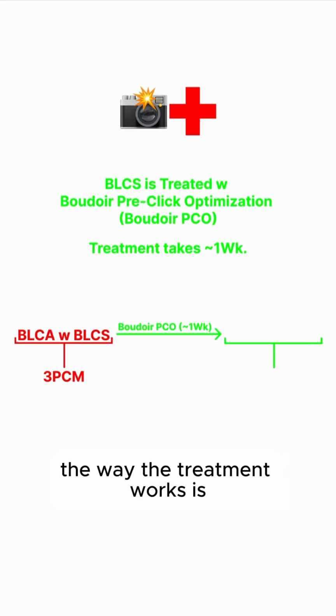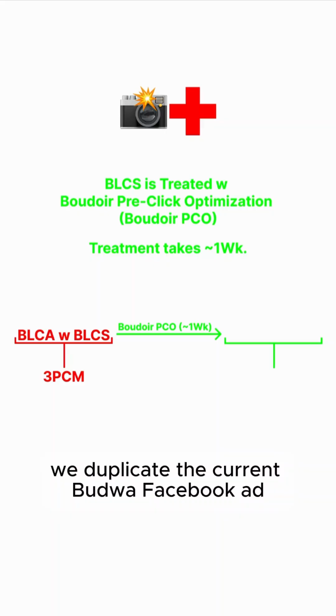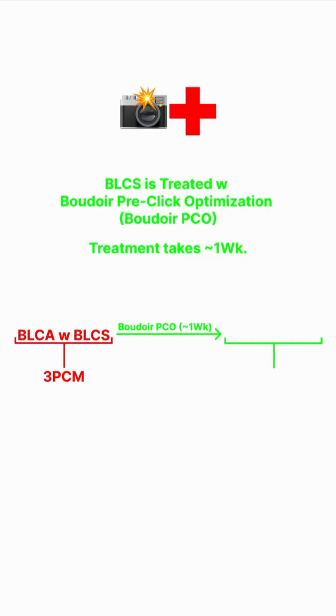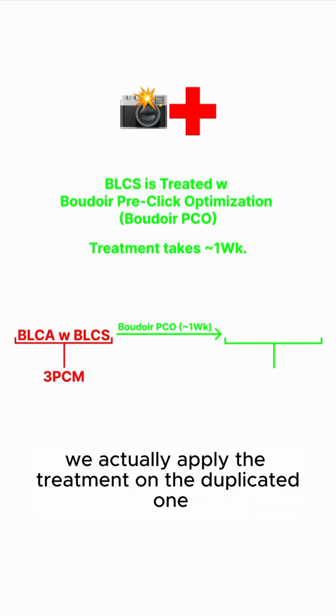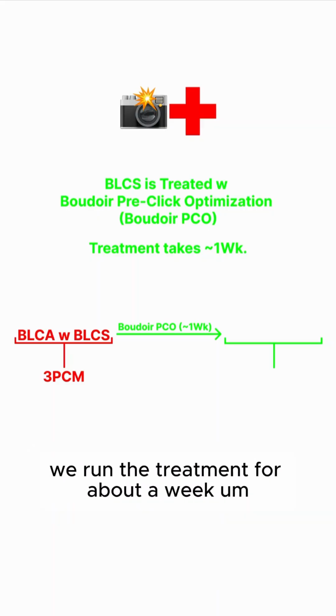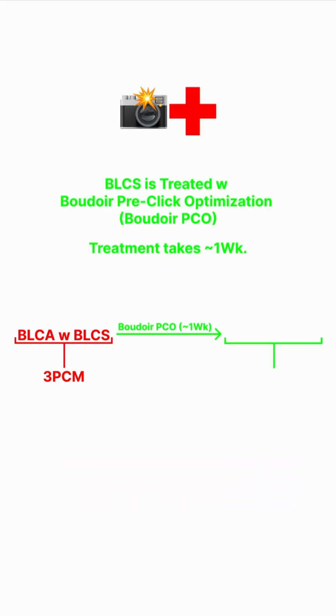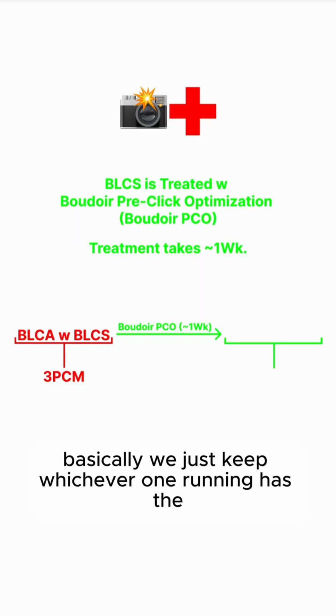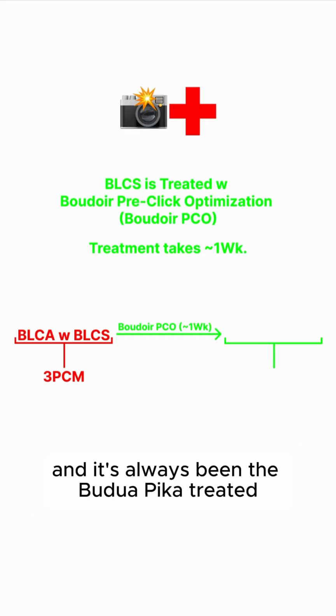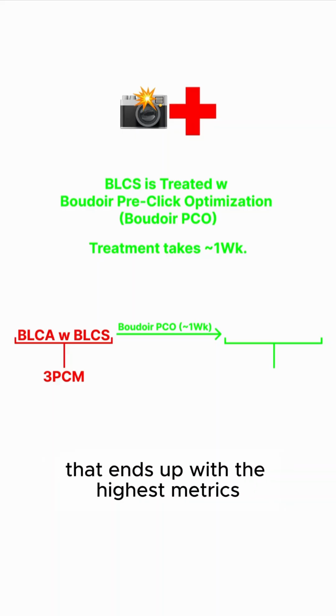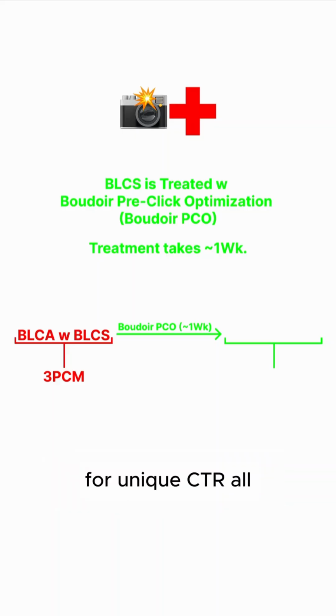The way the treatment works is we duplicate the current Boudoir Facebook ad, and we leave the original. We apply the treatment on the duplicated one and run it for about a week. After about a week, we just keep running whichever one has the highest metrics, and it's always been the Boudoir Pico treated ad that ends up with the highest metrics for unique CTR all.